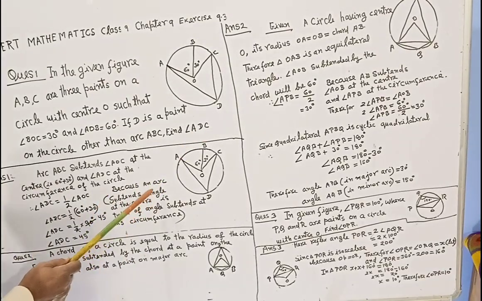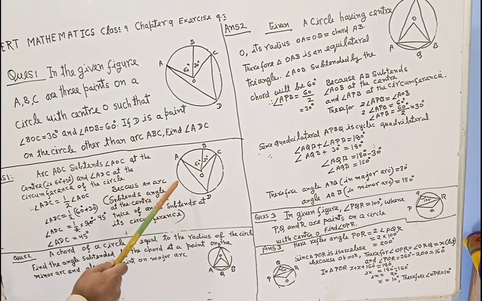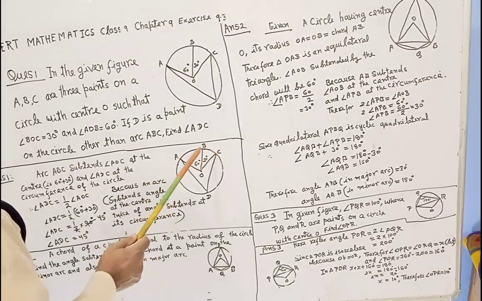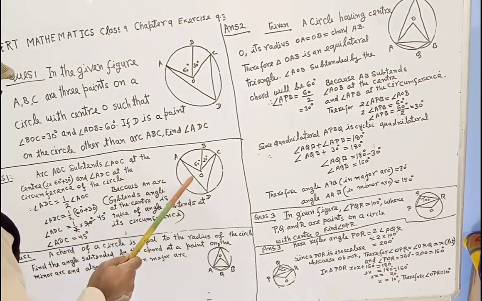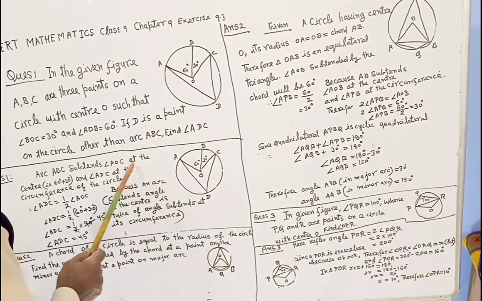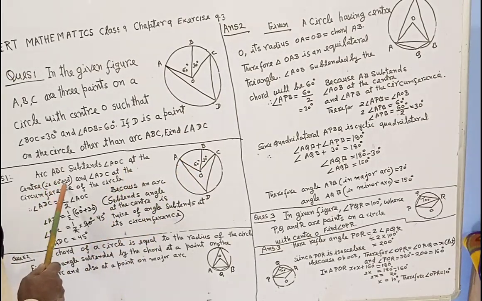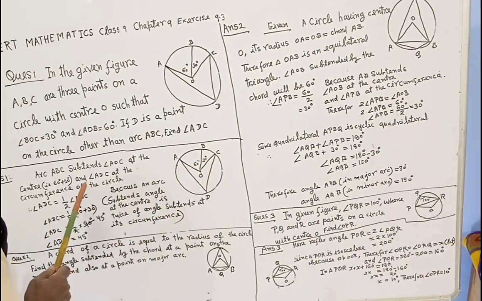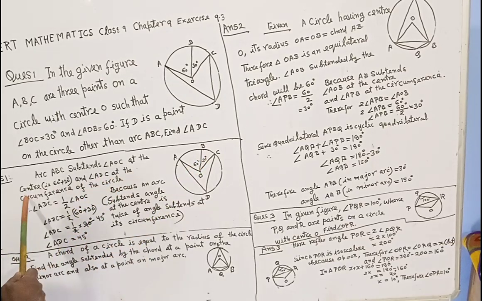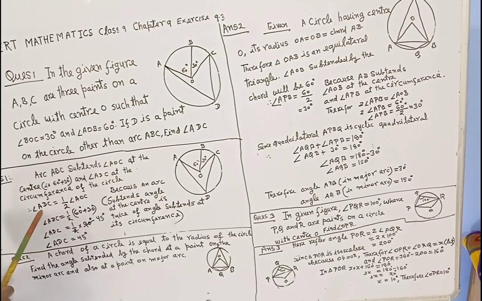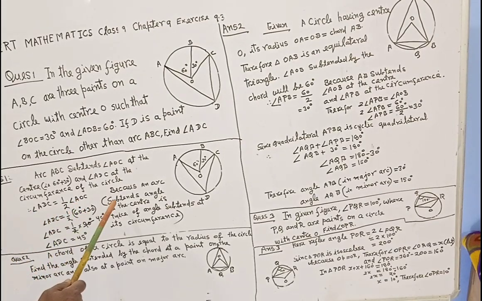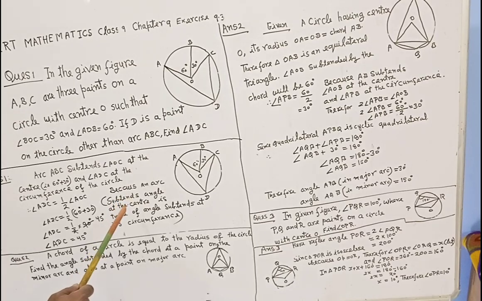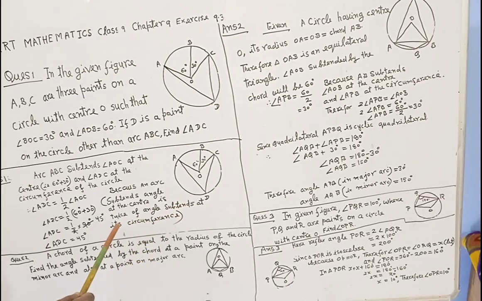Answer 1. Arc ABC subtends angle AOC at the center, that is 60 plus 30, and angle ADC at the circumference of the circle. Therefore, angle ADC is equal to half angle AOC, because an arc subtends angle at the center that is twice the angle subtended at its circumference.